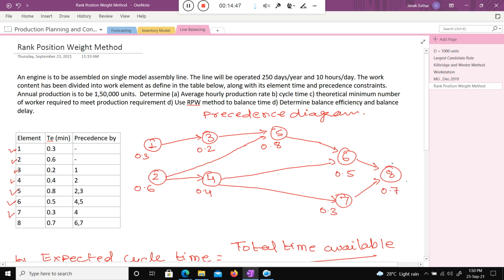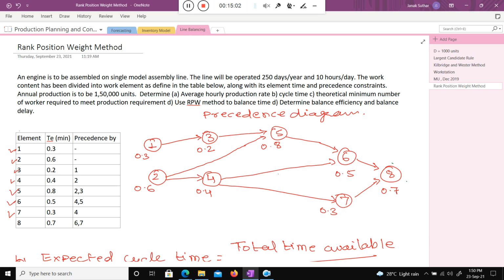Okay, so is there any doubt how to make the precedence diagram, class? Class, is there any doubt how to make the precedence diagram? No, sir. Okay, good. Now how to calculate the rank?